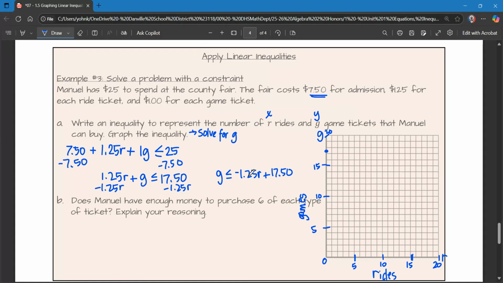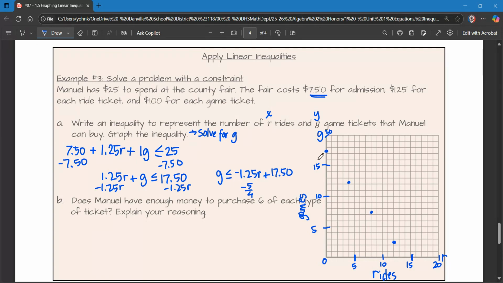Now, negative 1.25 as a slope is kind of weird. So you can think of negative 1.25 as negative 5/4. It makes it a lot easier. So that means you're going to go down 5 and you're going to go over 4. So 1, 2, 3, 4, 5, 1, 2, 3, 4, put it up. Repeat that again.